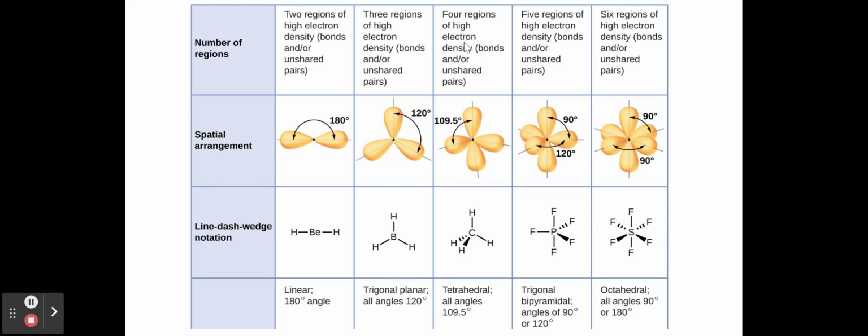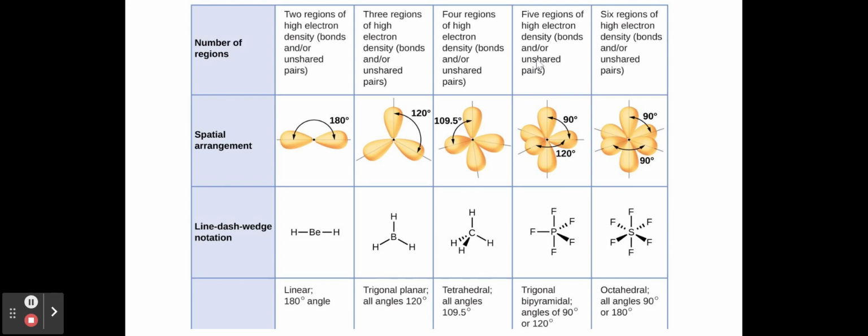If we have 4 electron regions, here's our central atom, but we need to consider that this is a 3-dimensional structure. So when we look at the spatial arrangement, we would notice that we've got a region that kind of goes back into the page and a region that comes out in front of the page. This is our line dash wedge notation. What we're trying to designate here is that this hydrogen is coming out of the page towards us, and this hydrogen is kind of going into the page away from us. This gives us what we call a tetrahedral arrangement, and the bond angle for tetrahedral is 109.5 degrees.